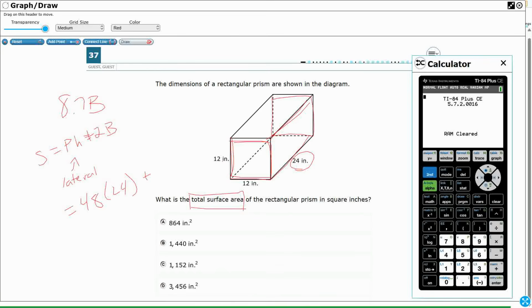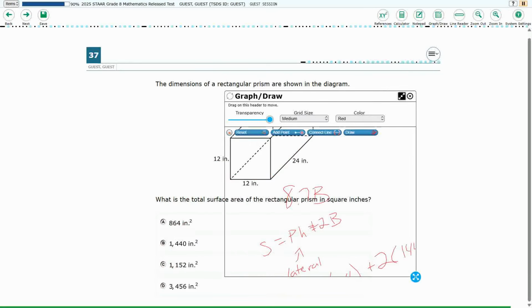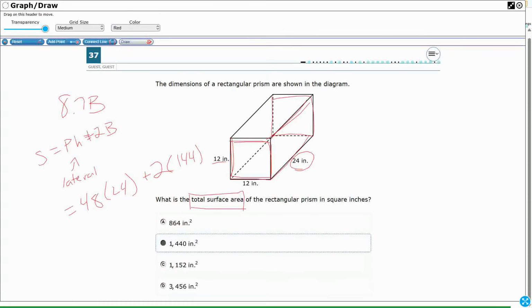height of 24, and then I want to double the base. Okay, so what is the base? The area of the base is side times side, so that's 144. All right, so we can go ahead and plug all of that in. Let's do 48 times 24 plus 2, and then we're going to use the order of operations to make sure that we do the multiplication before we do anything else. And there we go, 1440. So if we know what our formula is and how to plug it in, pretty straightforward answer. And so we're going to do 1440 as our answer.